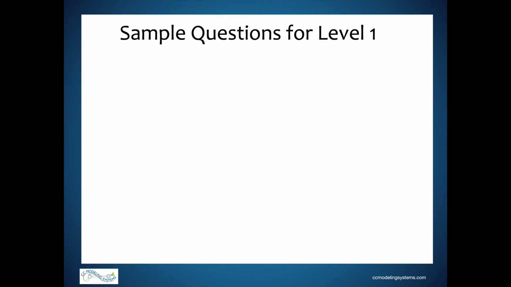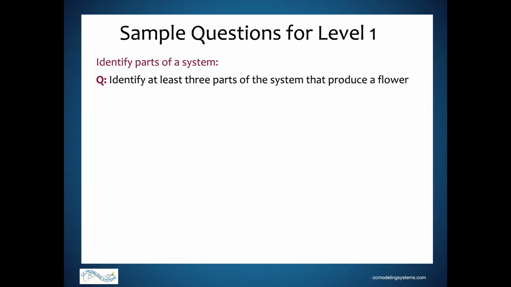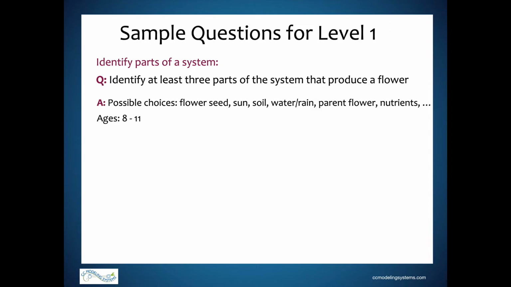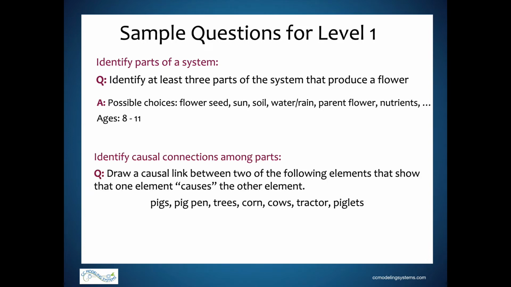Some sample questions for this first level are: identify at least 3 parts of a system that produce a flower. And here is the potential answer with possibly the grade level that might be appropriate for this type of question. Another one for causal connections among parts: draw a causal link between 2 of the following elements and show that one element causes the other element. Here is a potential answer.